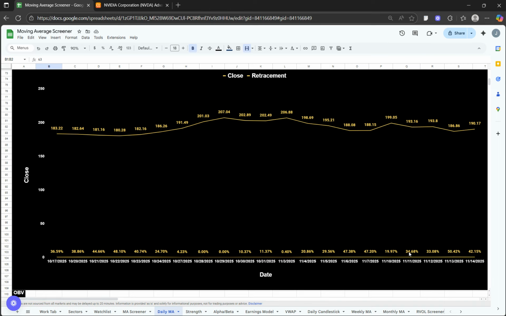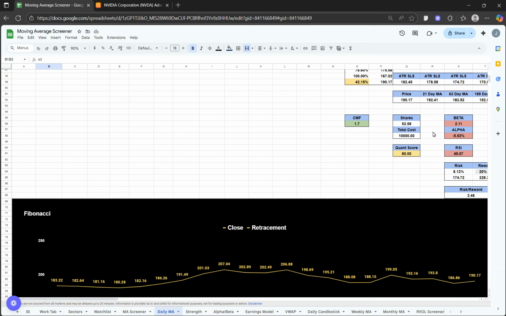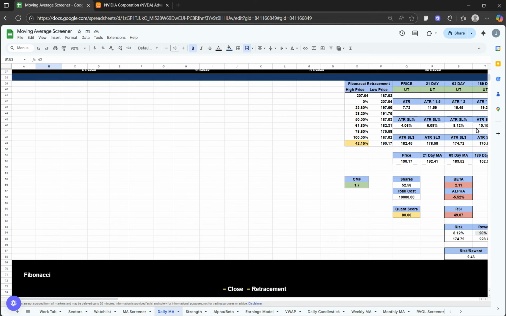We haven't seen levels below the 50% level. We have not seen 36%, 48% back here. So this has been pulling back some. We do still have accumulation, 2.11 beta. We don't have alpha on the market. And when I say the market, I'm talking about the NASDAQ, not the SPY. We're looking at the Qs. So the Qs have outperformed NVIDIA over the last 12 months based on this.